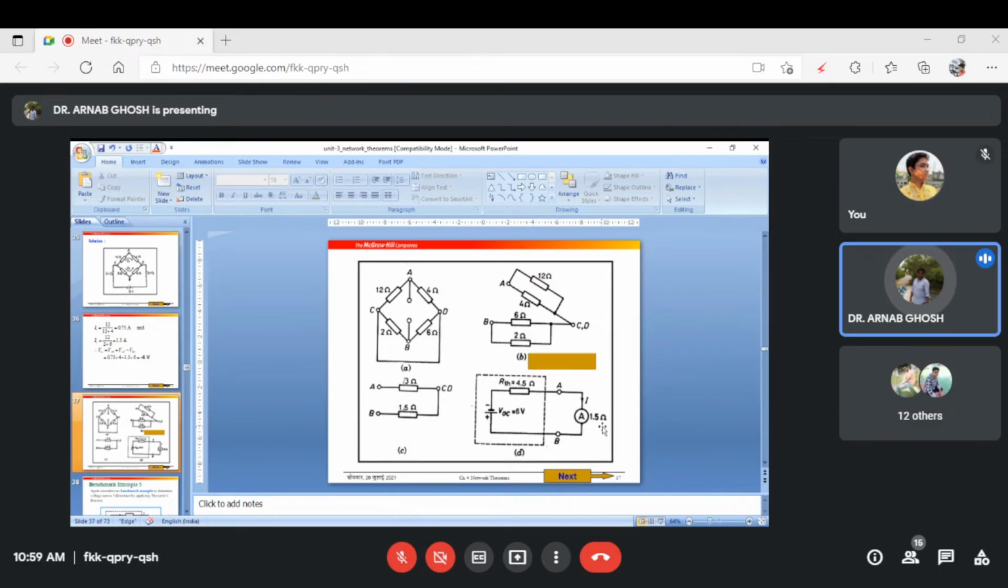Our load resistance was 1.5 ohm. So you sum these two up and you get the current as 6 volt divided by 4.5 plus 1.5, that is 1 ampere. Clear? Yes, sir. Anybody is having any doubt? Pritam, any doubt?